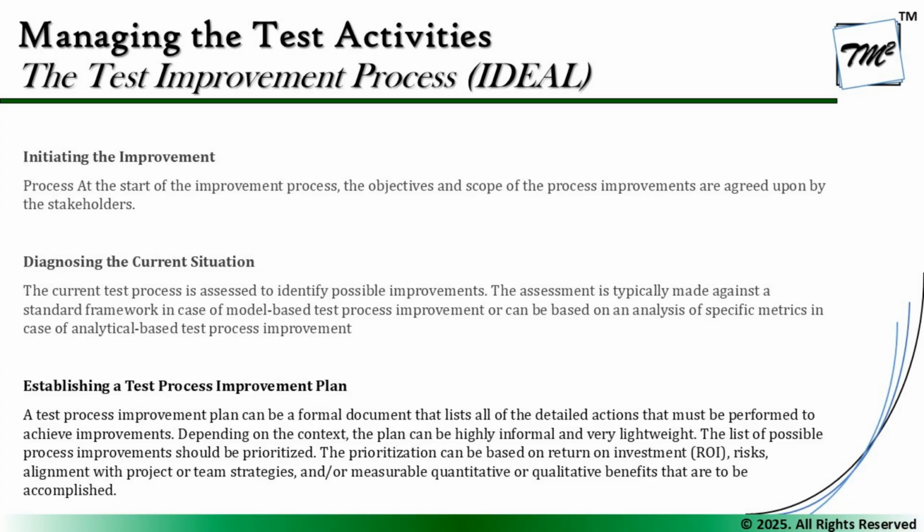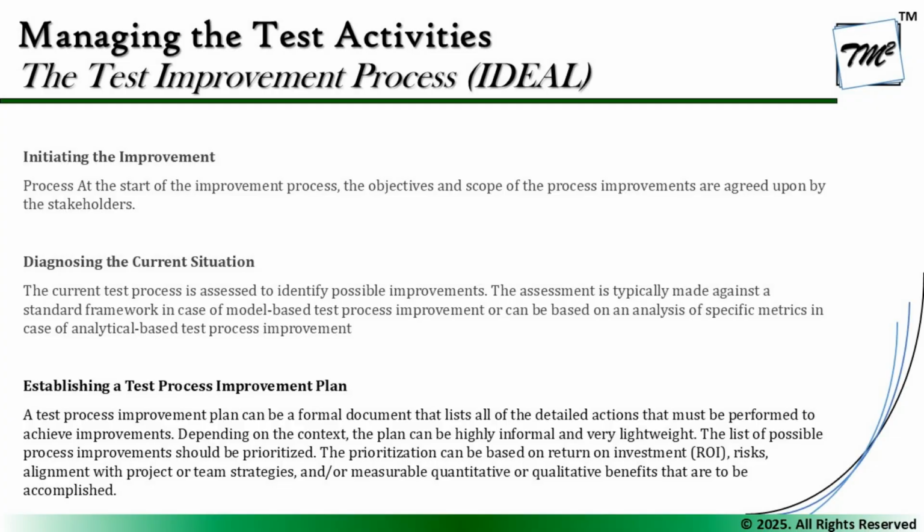The next part is, of course, diagnosing the current situation. The current test process is assessed to identify possible improvements. The assessment is typically made against a standard framework in the case of model-based test process improvement, which we will be discussing in the next slide or next topic, or can be based on an analysis of specific metrics in the case of the analytical-based test approach. We'll also have this coming up as a subtopic, and we shall look at how exactly model-based improvement and analytical-based improvement can help us further.